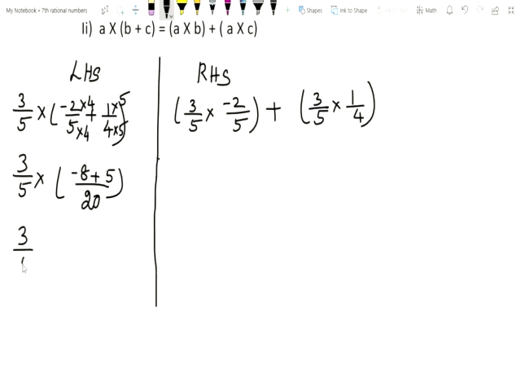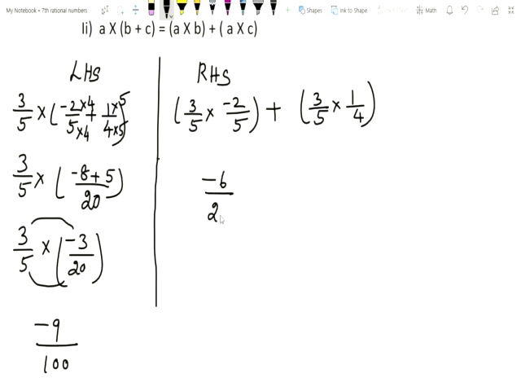So 3 by 5 into minus 3 by 20. Now there are no possibilities to cancel the numbers. So multiply the numerator with the numerator, denominator with the denominator. So 3 into minus 3 you get minus 9 by 5 into 20, 100. Okay. And the right hand side, 3 by 5 into minus 2 by 5. Now you multiply this: minus 6 by 25 plus 3 1s are 3 by 5 4s are 20.